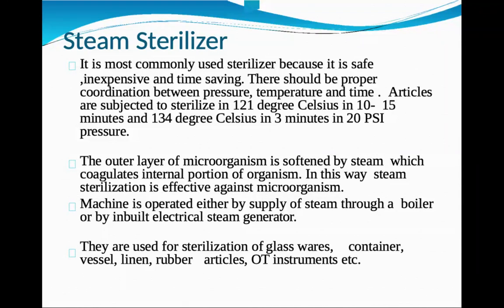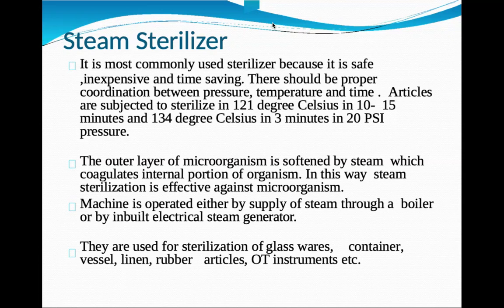The outer layer of the microorganism is softened by steam, which coagulates the internal portion of the organism. In this way, steam sterilization is effective against microorganisms. The machine is operated either by a supply of steam through a boiler or by an inbuilt electric steam generator. So there are two types of steam generators: a boiler, a big boiler you can see in hospitals, or an electric steam generator.